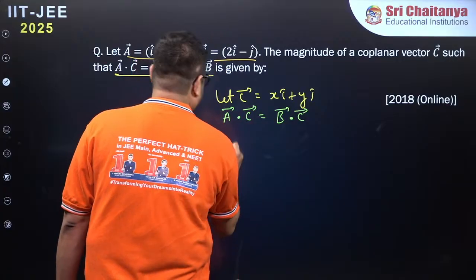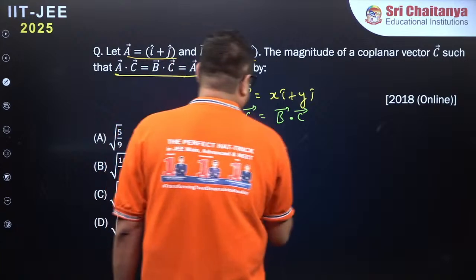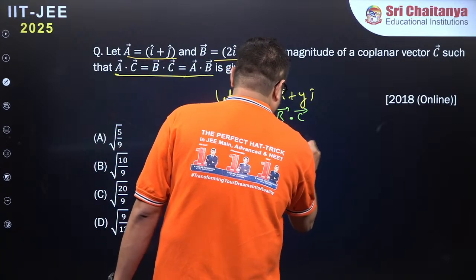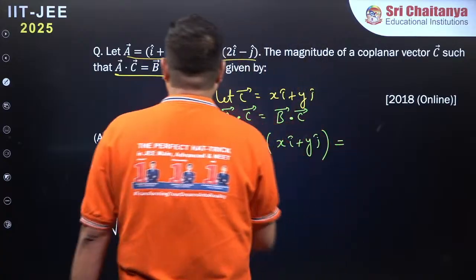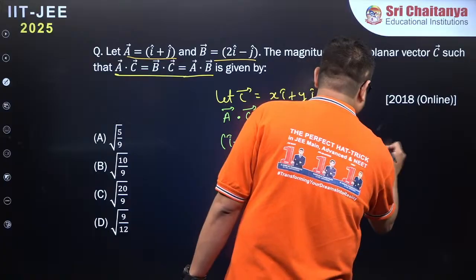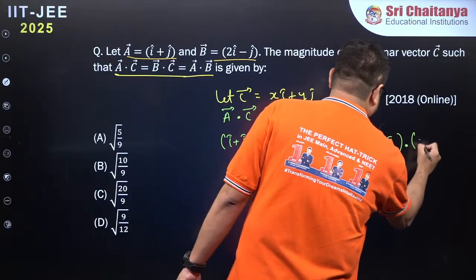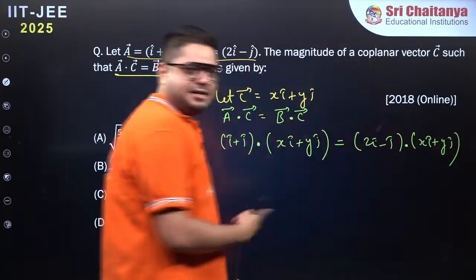Okay, let's try to follow this operation. A vector is already being given, right? That is i cap plus j cap, isn't it? Dot C vector over here, that is xi cap plus yj cap, is going to be equivalent to B vector. B vector over here is 2i cap minus j cap, dot of xi cap plus yj cap. Can I perform the dot product between them?